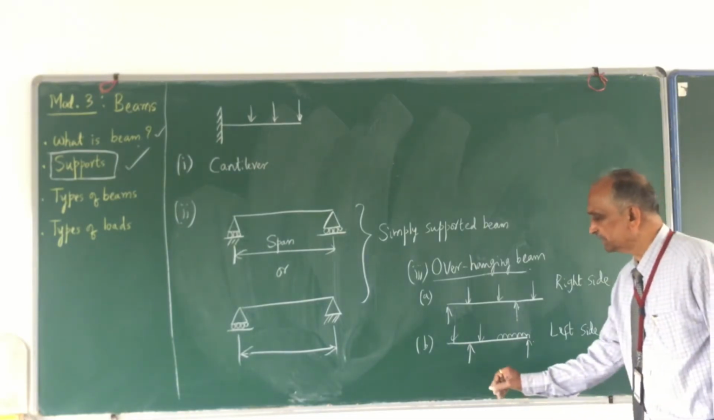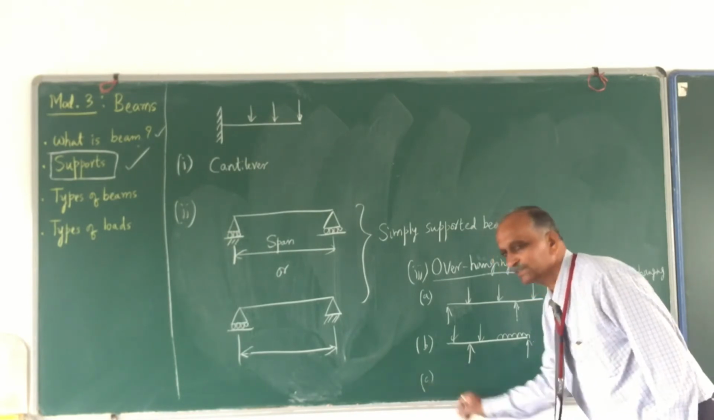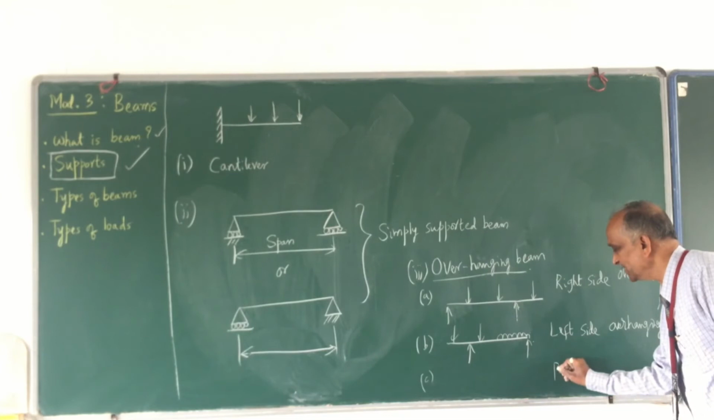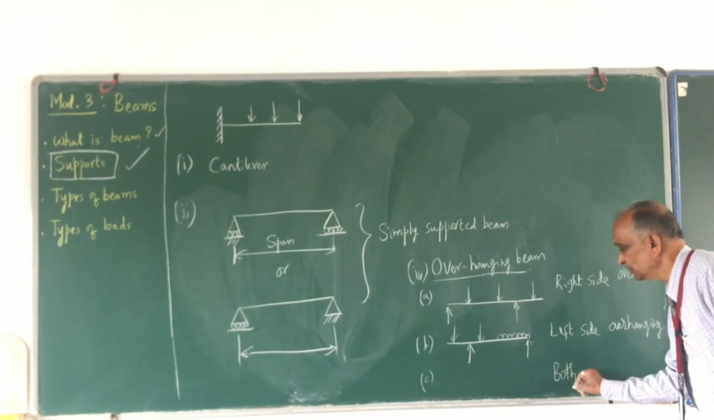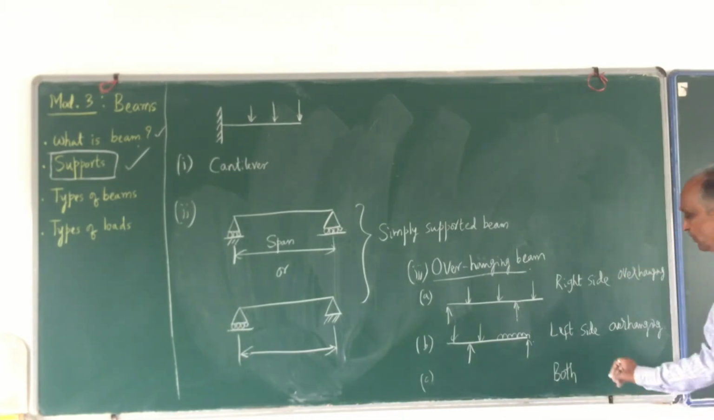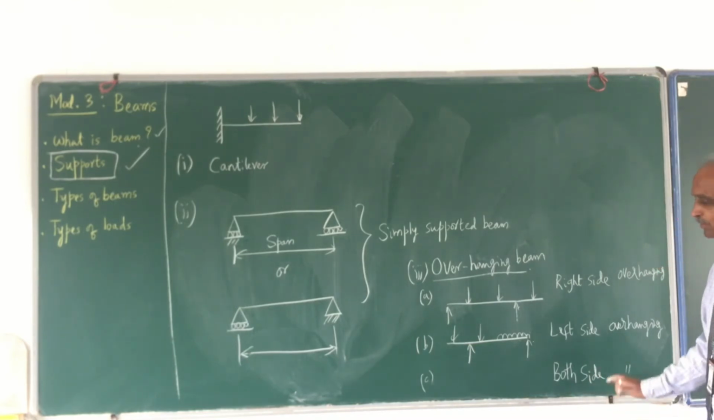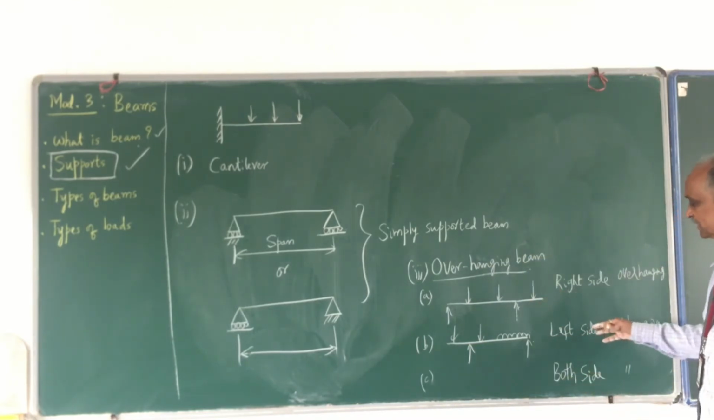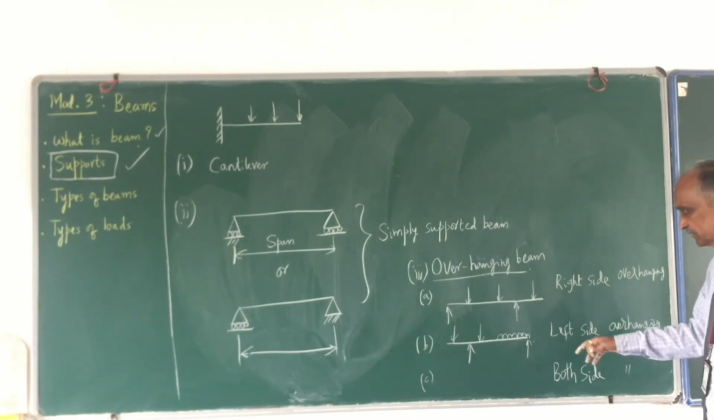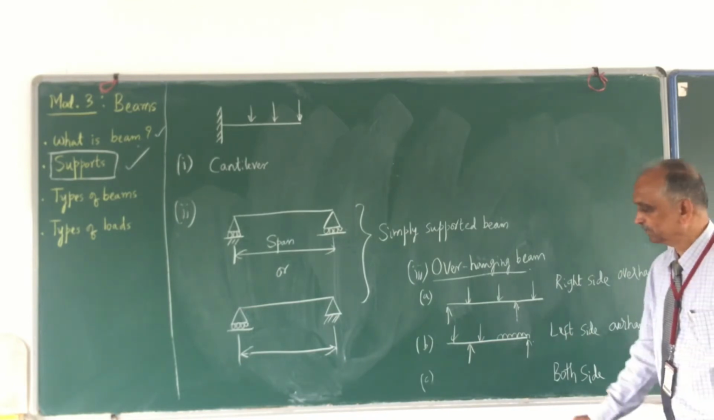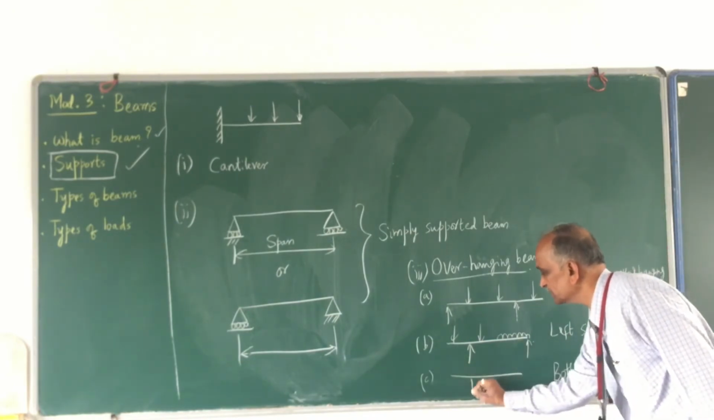Okay, so then can you have overhanging on either side? Yes, it is possible. Both side overhanging. I want you to draw the diagram for that. Both side overhanging beam. Left side, right side, like that. Okay, the overhanging comes on either side.